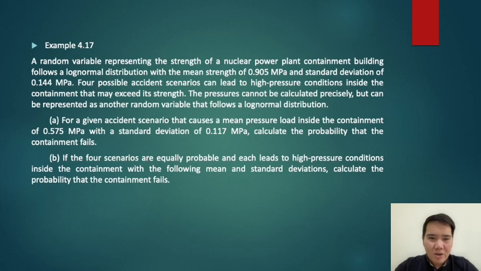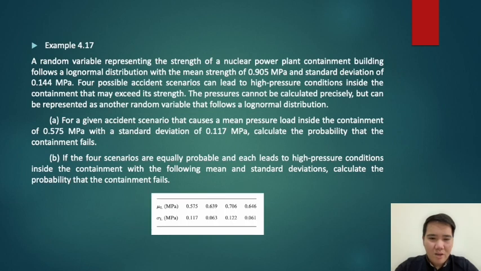A. For a given accident scenario that causes a mean pressure load inside the containment of 0.575 MPa with a standard deviation of 0.117 MPa, calculate the probability that the containment fails. B. If the four scenarios are equally probable and each leads to high pressure conditions inside the containment with the following mean and standard deviations, calculate the probability that the containment fails. And this was the given.